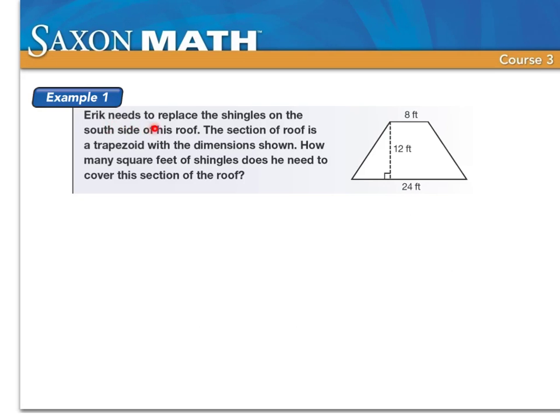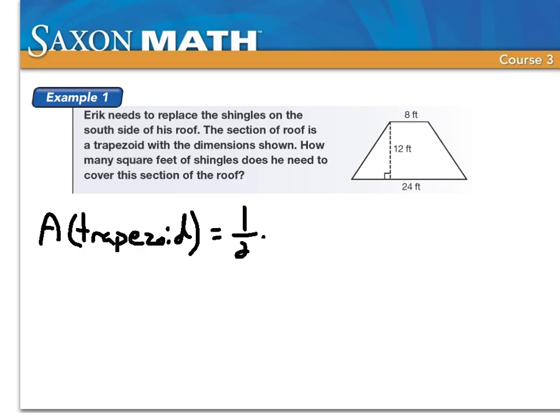Example 1 says Eric needs to replace the shingles on the south side of his roof. The section of the roof is a trapezoid with the dimensions shown here. How many square feet of shingles does he need to cover the section of the roof? Because it's asking for square feet, we need to find the area of the trapezoid. First thing I want you to do is write down the formula, because we want to get this formula memorized. The area formula for a trapezoid is 1/2 times the two bases added together times the height.